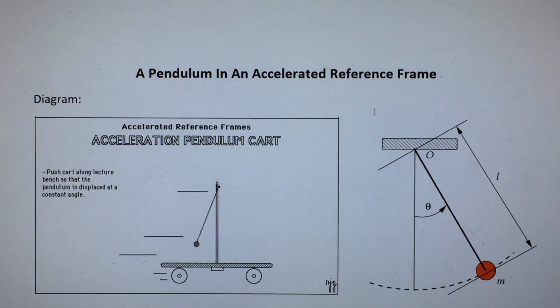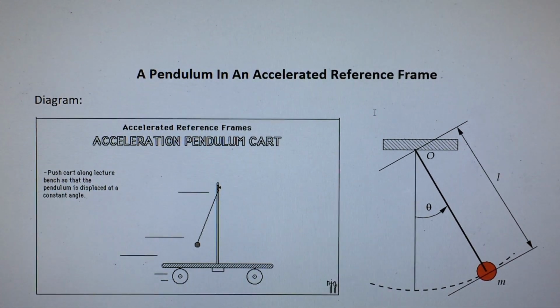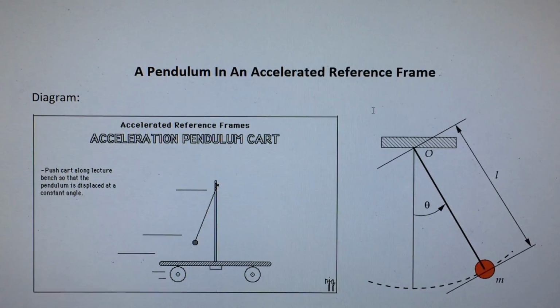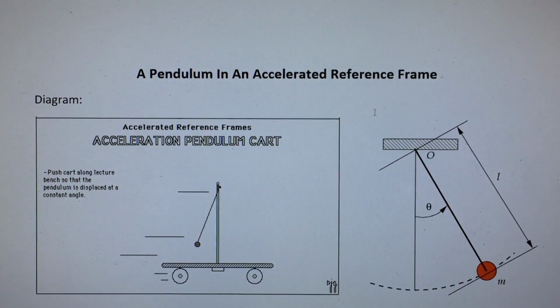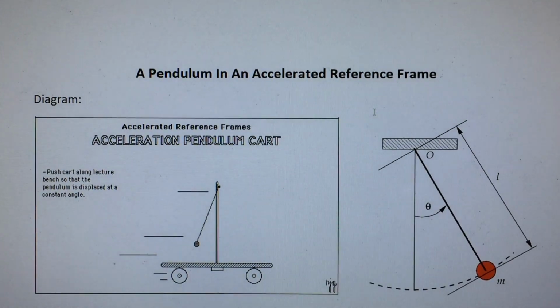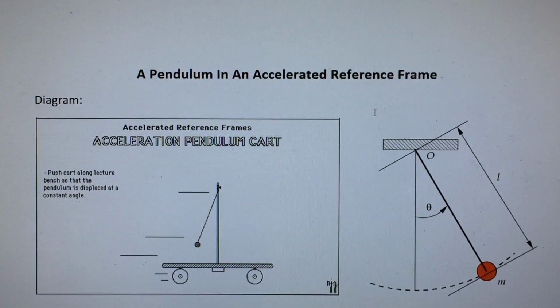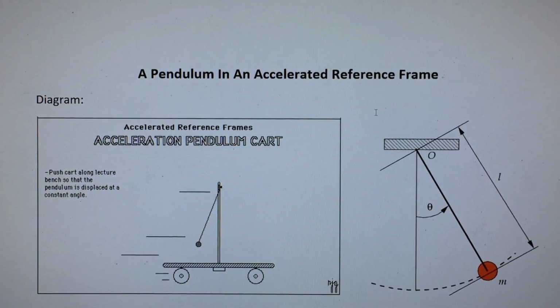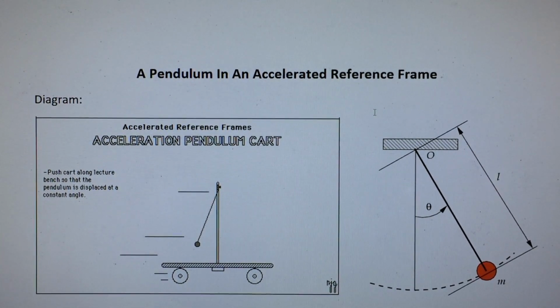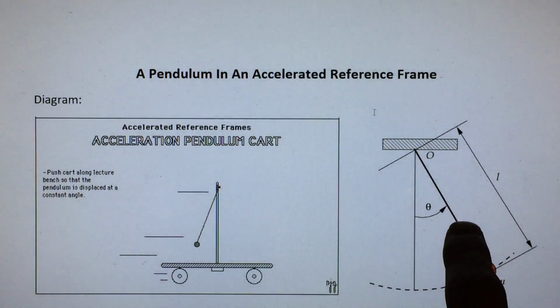In this video, I'm going to show you how to use Lagrangian mechanics to analyze a system consisting of a pendulum and an accelerated reference frame. Specifically, I've set it up as a pendulum on a cart accelerating in the positive x direction. Now the main coordinate here that's of interest will be this angle theta.